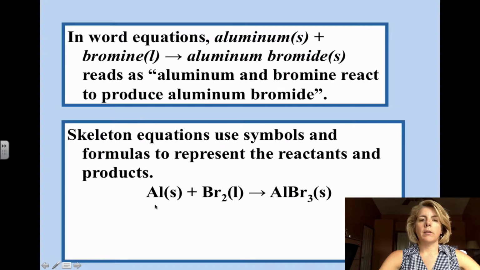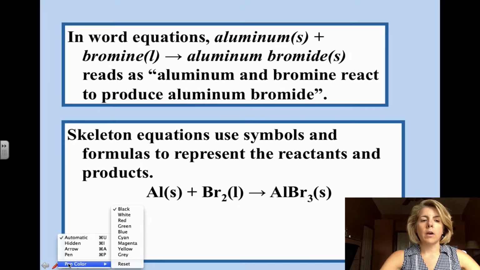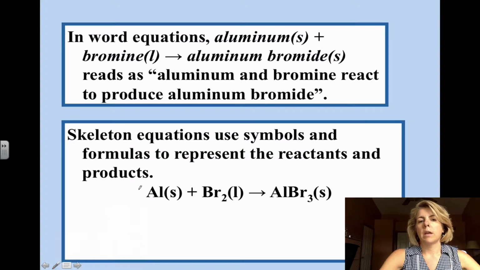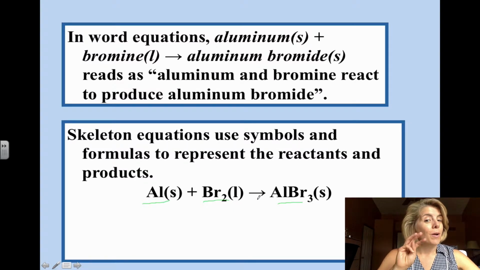We use what we call skeletal equations. Chemists are lazy, they don't want to necessarily write everything down, and they use the symbols and the formulas. So notice that these are the two reactants. Here's the product. This is essentially solid aluminum reacting with liquid bromine to give us aluminum bromide. Notice I'm not saying aluminum tribromide, okay? This is an ionic compound. We do not use prefixes with it.